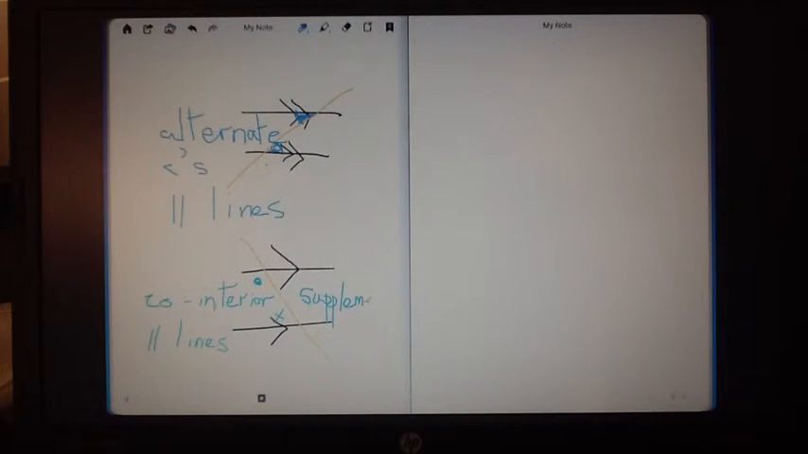Supplementary, which means adds up to 180 degrees. Okay, so those are the first few tools in your toolbox.